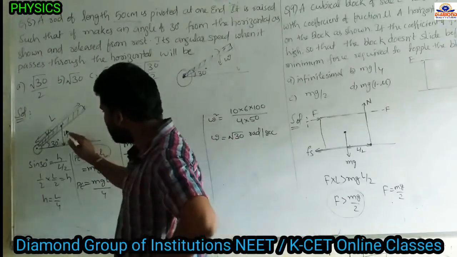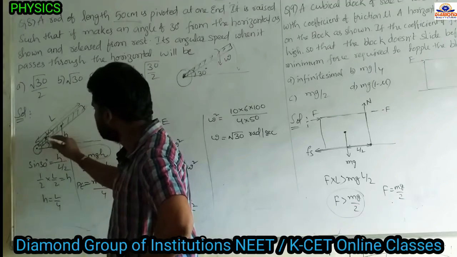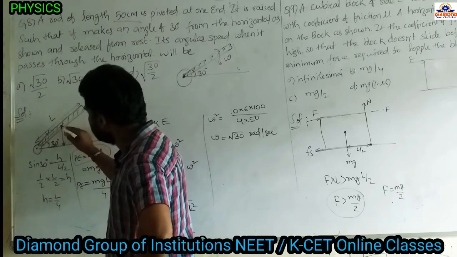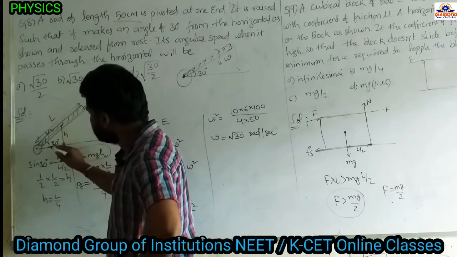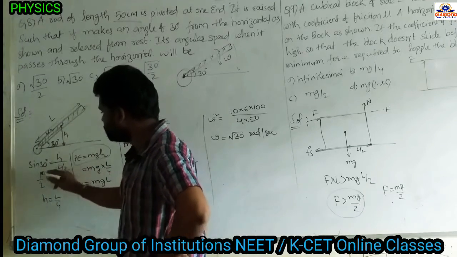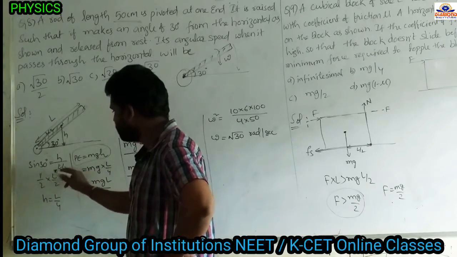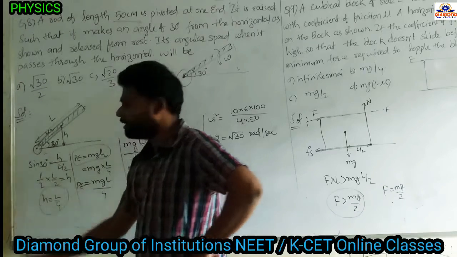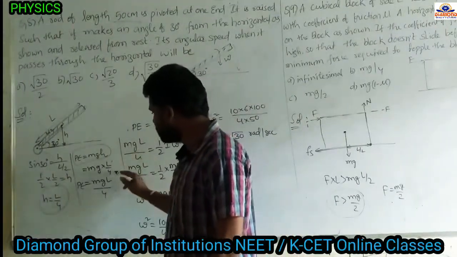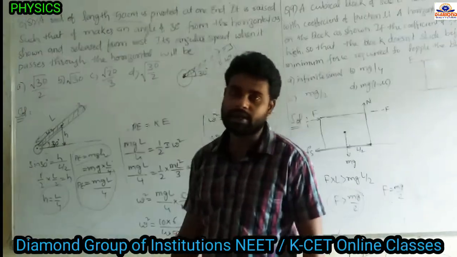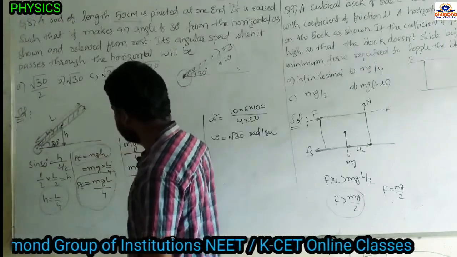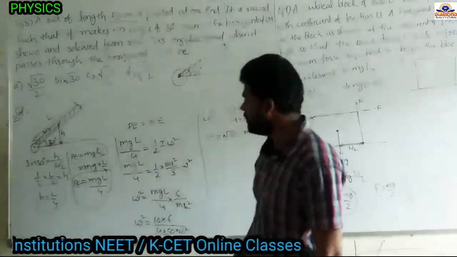To find this height, it is making the angle of 30 degrees. Total length is L, so from here to the center of mass the length is L by 2. From this, sin 30 equals H by L by 2. Sin 30 value is 1 by 2. L by 2 sent to this side, 1 by 2 into L by 2 equals H. H equals L by 4. Now substituting the H value, we will get the potential energy equal to mgL by 4 whenever the rod is in this position.